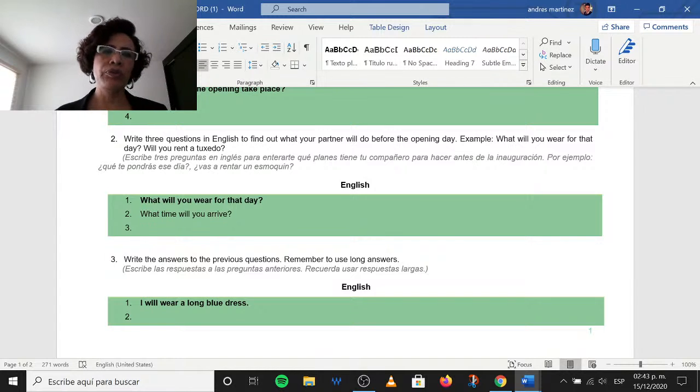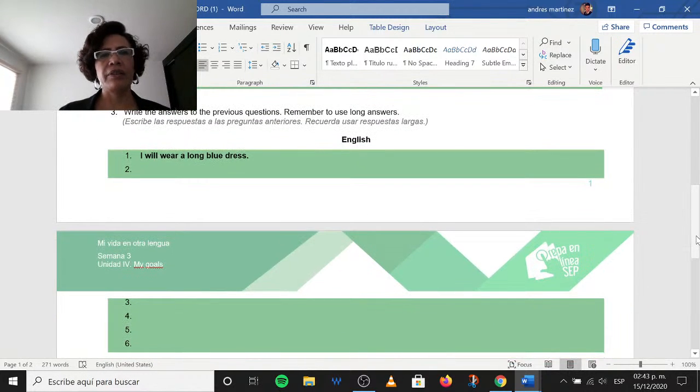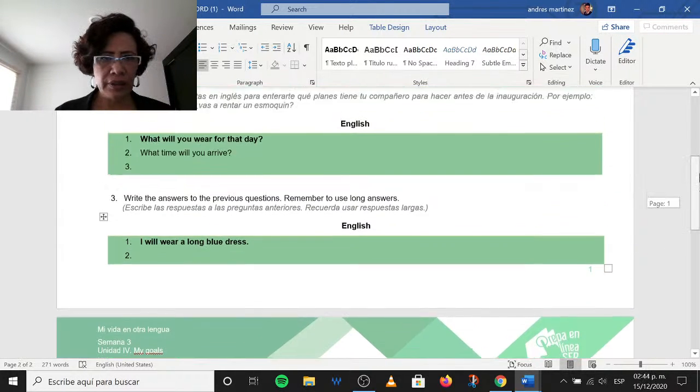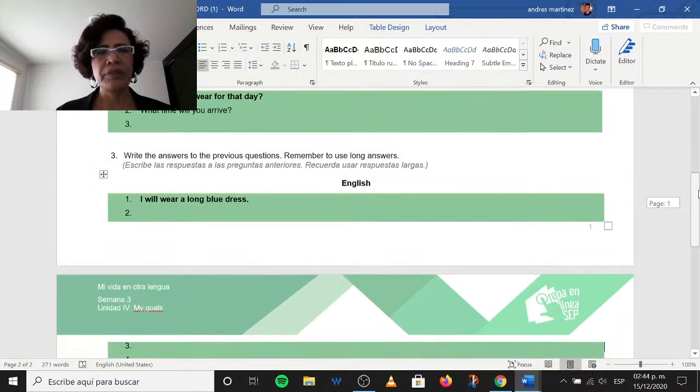Example, what will you wear for that day? My question was, what time will you arrive? Okay. And then in section number 3, you need to write the answer to the previous questions. Example, it says, what will you wear for that day? I will wear a long blue dress, period.